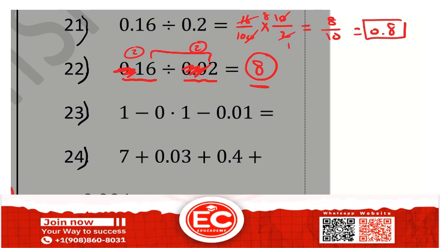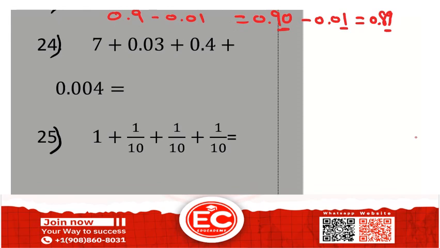Now, what is 1 minus 0.1? 0.9. What is 0.9 minus 0.01? It's the same as 0.90 minus 0.01, which is 0.89. 90 minus 1 is 89.